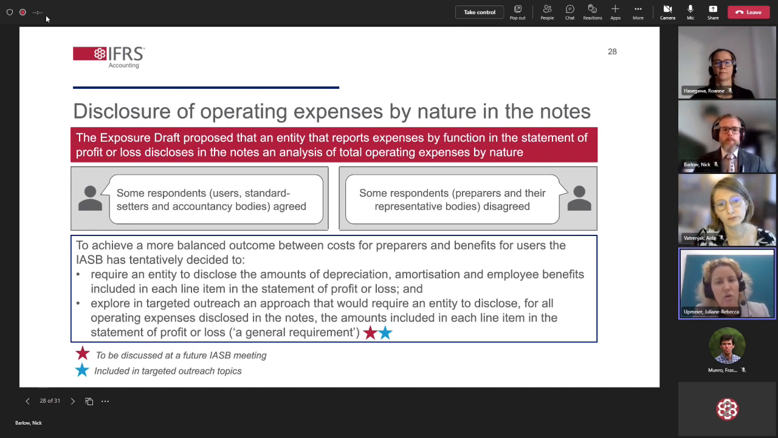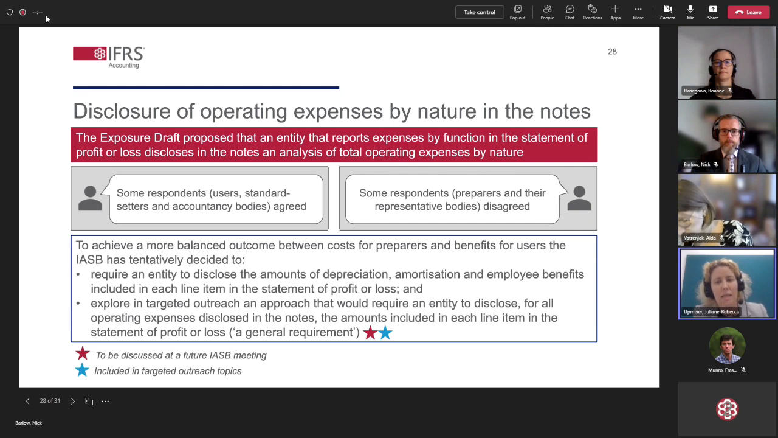Now, while the exposure draft proposed that entities should not mix by function and by nature, the IASB has meanwhile withdrawn this proposal. So, for example, to allow entities to separately present impairment of goodwill, even when other operating expenses are presented by function. Now, what this slide focuses on is disclosure requirements regarding operating expenses by nature.